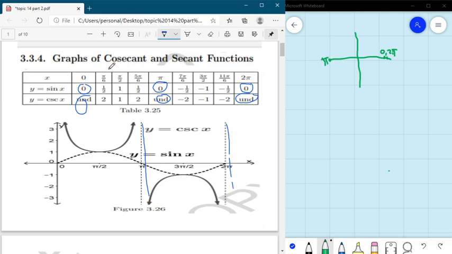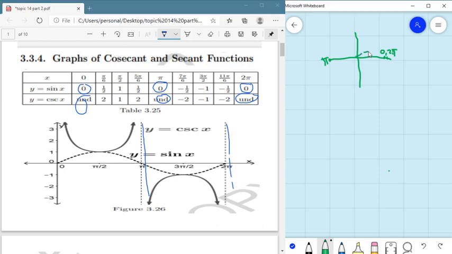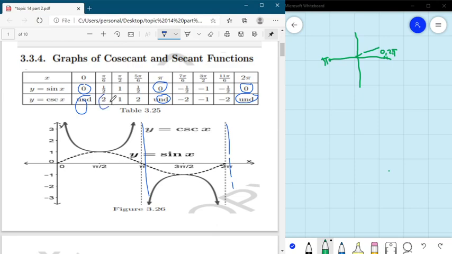In this case, when we find sine of pi over 6, the sine there is 1/2, so the cosecant is 2. Then sine of pi over 2 is 1, so the cosecant there is 1 also, because the inverse of 1 is 1. Then 5 pi over 6, that is 1/2 and 2. Then negative 1/2 and negative 2, negative 1 and negative 1. We are going to refer here.